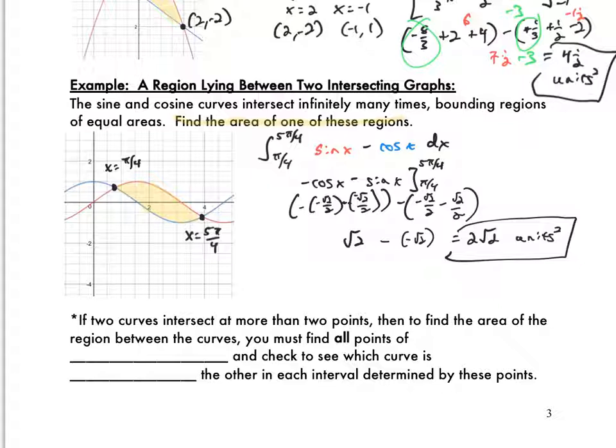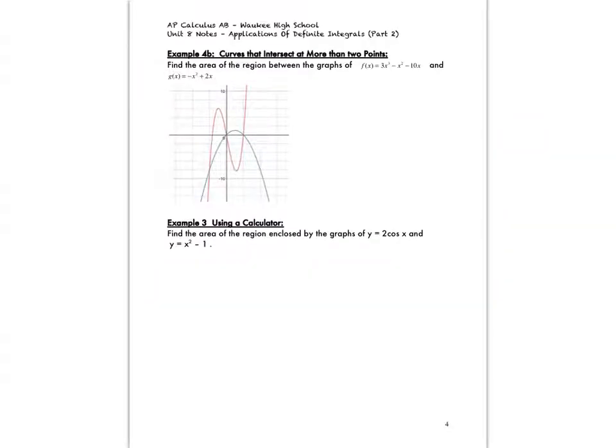So if two curves intersect at more than 2 points, then to find the area of the region, you need to find all of those points of intersection. That's going to be a big thing, finding all those points of intersection, and checking to see which curve is larger than the other. So let's take a look at an example of that real fast.